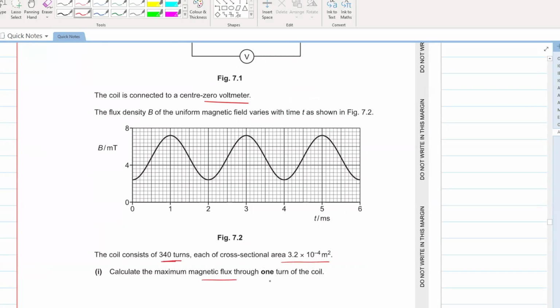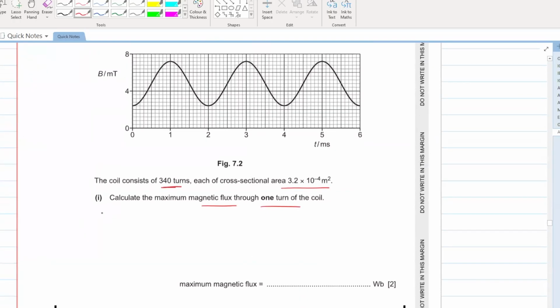Calculate the maximum magnetic flux through one turn of the coil. So you have to calculate the maximum magnetic flux. The maximum magnetic flux will be equal to maximum magnetic flux density into area. And you have to calculate for one turn of the coil. How will you do this? First of all, you will see what is the maximum magnetic flux density. What is this value? Let's calculate this value.